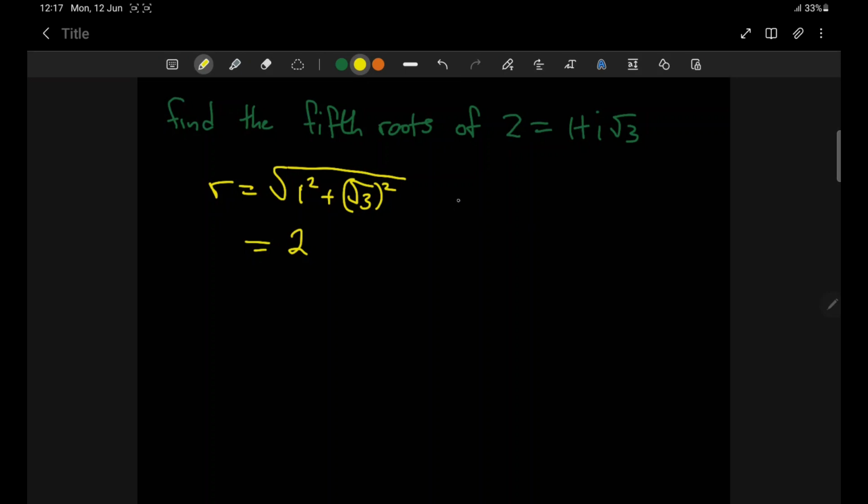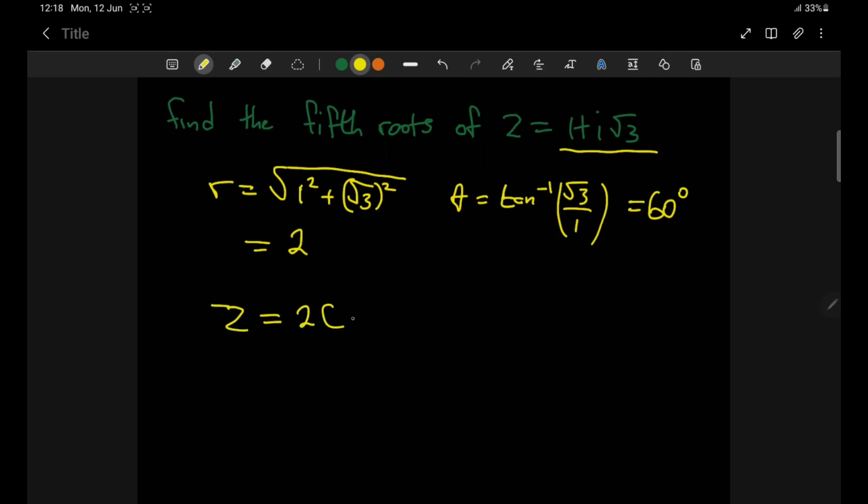Then for our angle, we're saying theta is equal to tan inverse of root 3 over 1. So if you check, both the real part is positive and the imaginary part is positive, so it's in the first quadrant, and tan inverse of root 3 over 1 is 60 degrees, so it's just the same angle. So writing it in trigonometric form, it will be z is equal to 2 cis 60 degrees.